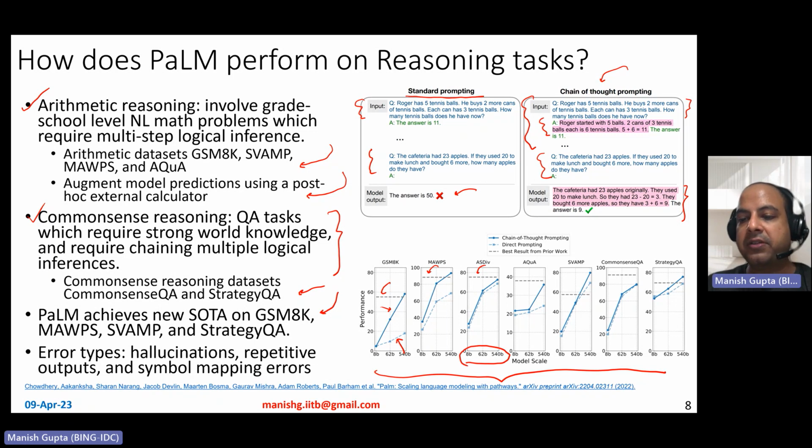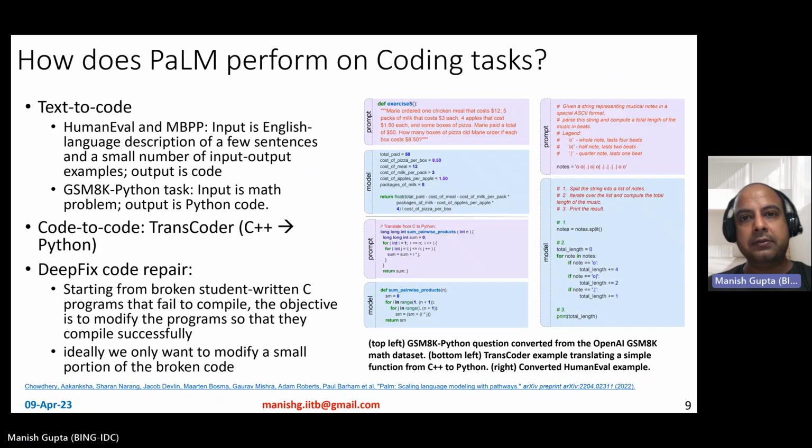So clearly it is also observed that as you increase the size of the model, typically you get better results. In fact, you get much better results by scaling from 8 to 62 billion. And then after 62 to 540 billion, some of these tasks actually see really good results, but some of them saturate. Yeah. And as you see, compared to state of the art, at least on 4 of these tasks, the PaLM model is doing better.